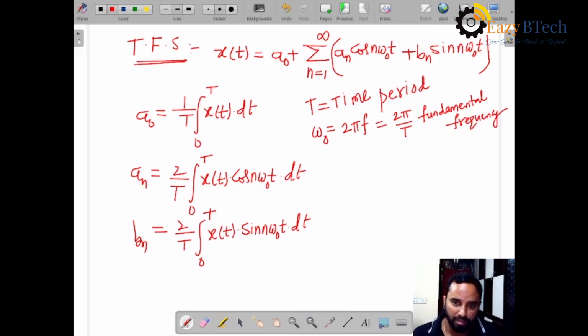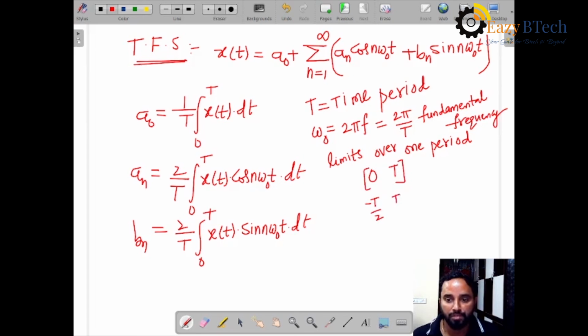Here the limits also, please remember carefully. The integral limits are over one period, which means 0 to T, or minus T by 2 to plus T by 2. How much? One period. So please remember the limits also. So this is the summary of the trigonometric Fourier series.